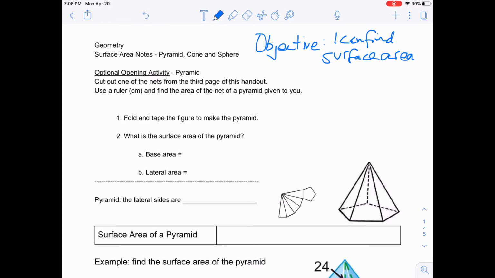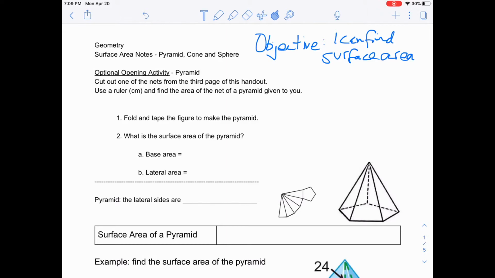But to start, what I'd like you to do is pause the video, try the optional opening activity if you'd like to, by going to the third page, picking one of the 4 nets that's listed on the last page, following the directions of cutting it out, taping it together, measuring it, and trying to find the surface area of it, and then we'll come back and talk about a few of them. So pause the video, try the opening.